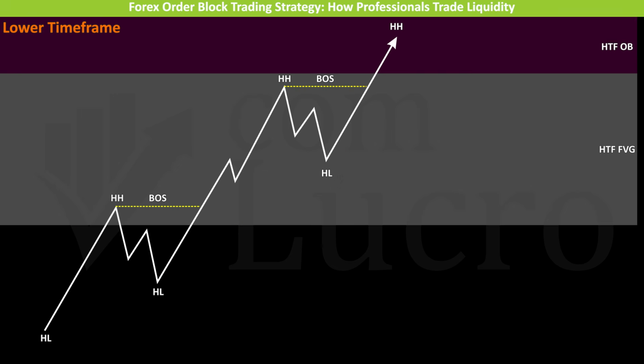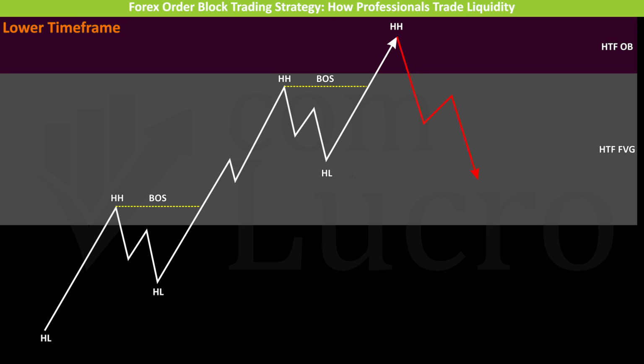To identify this reversal, we look for a change of character. This occurs when price breaks below a recent swing low, confirming that the short-term uptrend is over and that momentum is now shifting downward, in alignment with the bearish direction from the higher time frame.